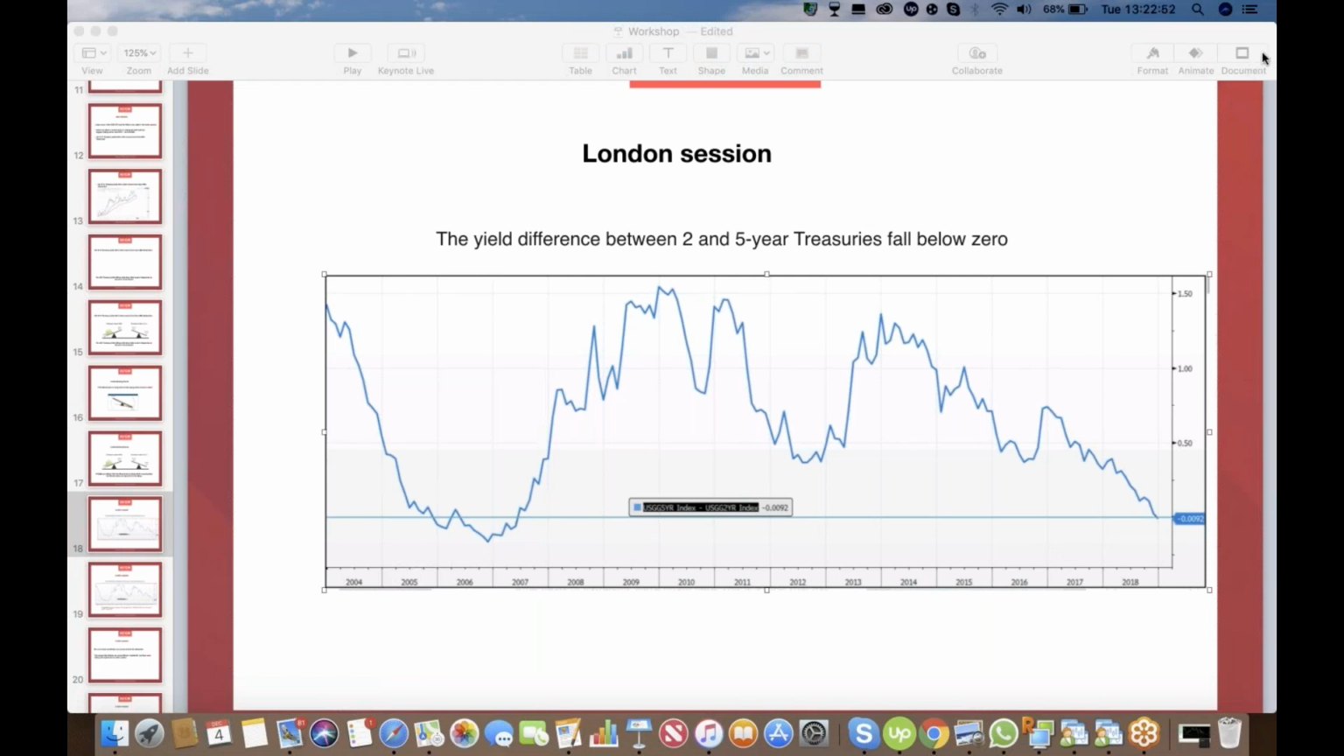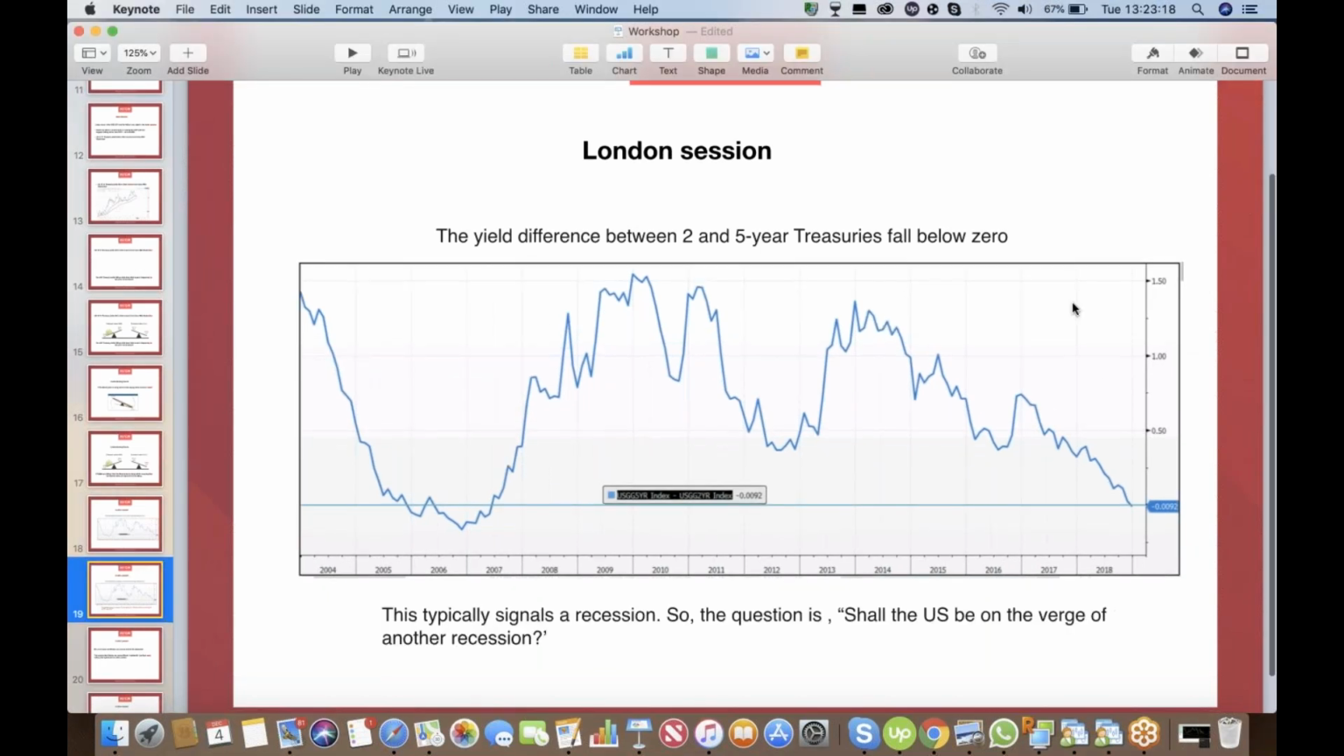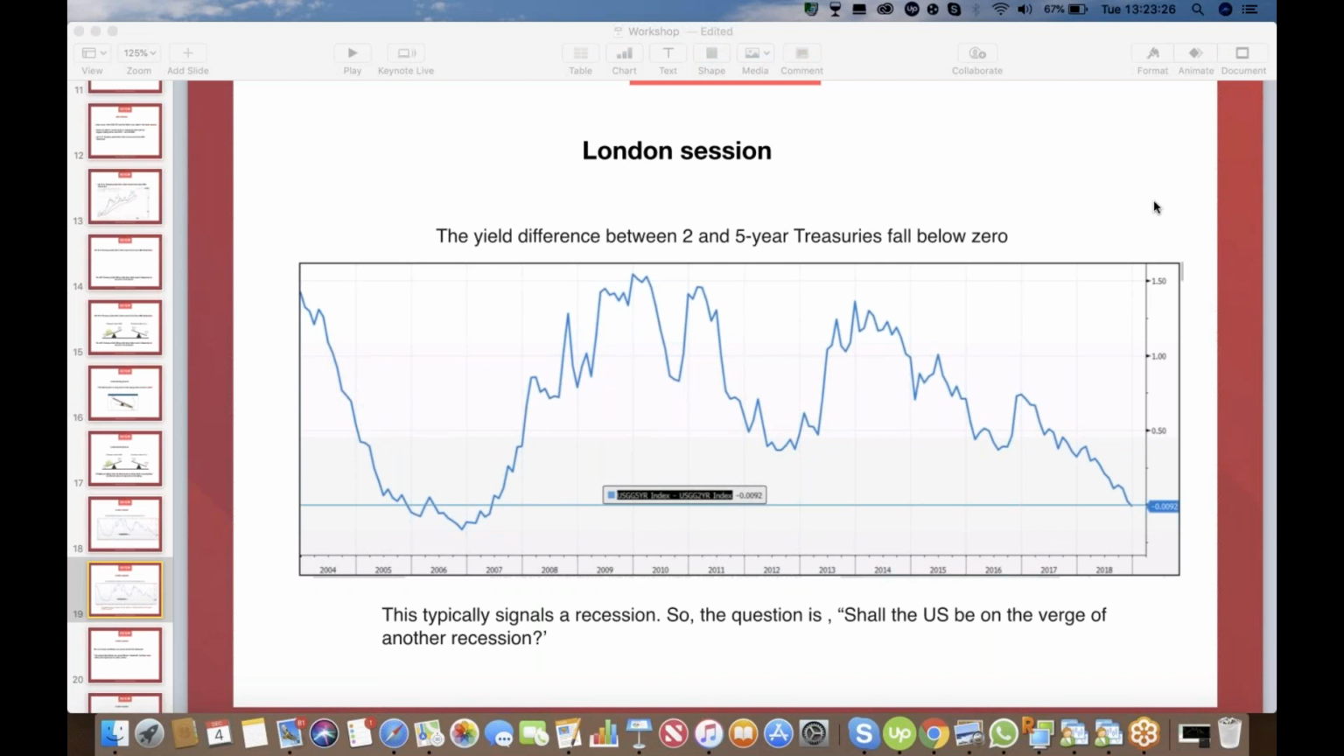Okay, so what the controversy is, people are saying, look, they've been talking about the flattening of this yield curve. Now it's gone below zero. And so the big question is, is this signaling a recession for the US? That would obviously be very significant news, and typically, historically, it has done. This phenomenon has signaled a recession. So the question that the market is now asking is, shall the US be on the verge of another recession? Is that what's about to happen?